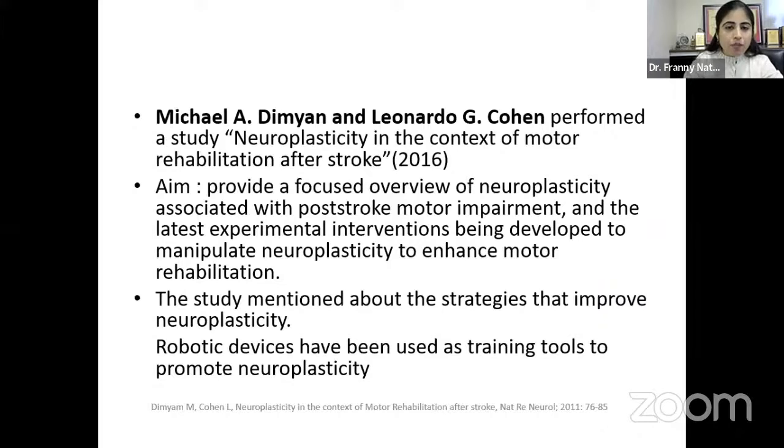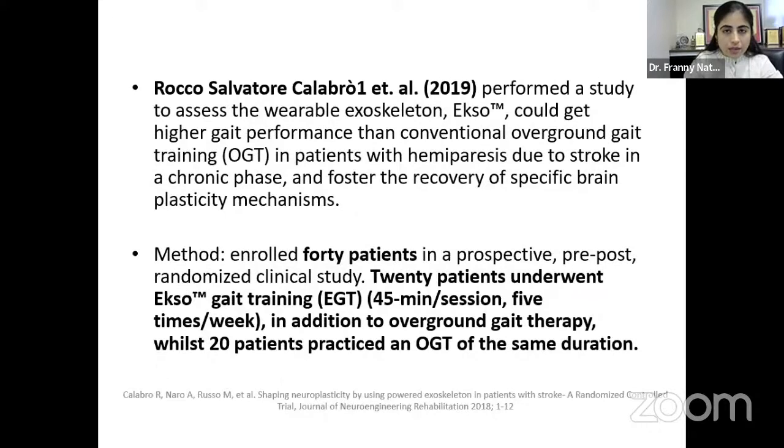So there's a study performed in the year 2016 with the aim to provide an overview of neuroplasticity. The study mentioned the strategies that improve neuroplasticity, and robotic devices have been used as training tools to promote neuroplasticity. So that was a summarized study. The other study was performed in the year 2019. I have quoted the studies. If the viewers would want to read more about them, they can find these studies.